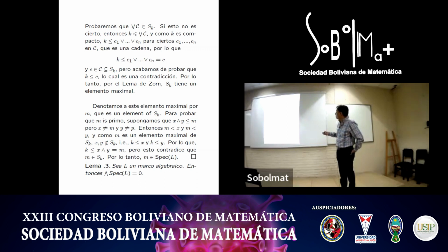The second part of this proof is specifying why this maximal element M is prime. And it's not difficult to show it. Okay, next, lemma 3.